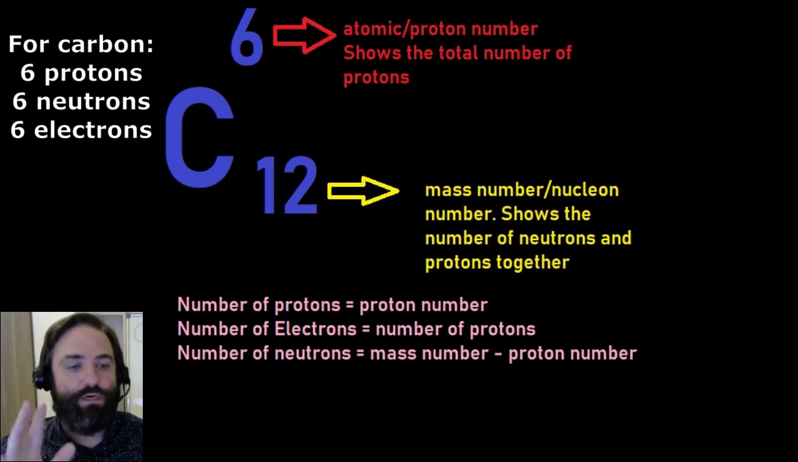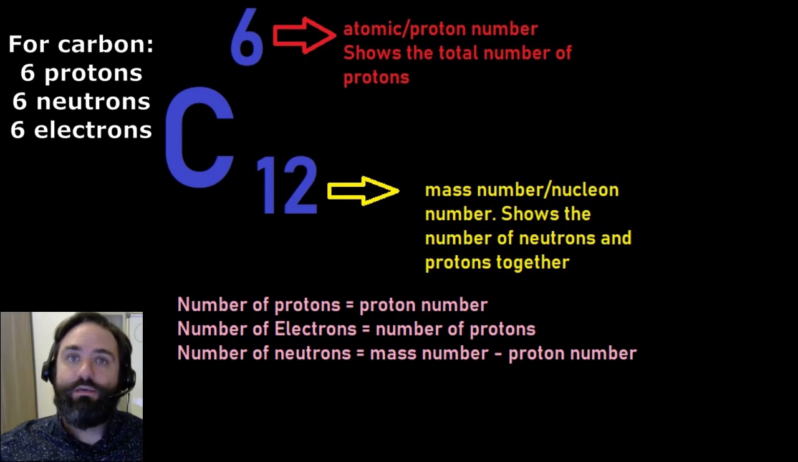Careful though, because sometimes they're different numbers for electrons if the particle is an ion, or a different number of neutrons if the particle is an isotope. But you'll be given that information. Okay, so that is how the atom is structured, and that is how you find out how many subatomic particles it has.